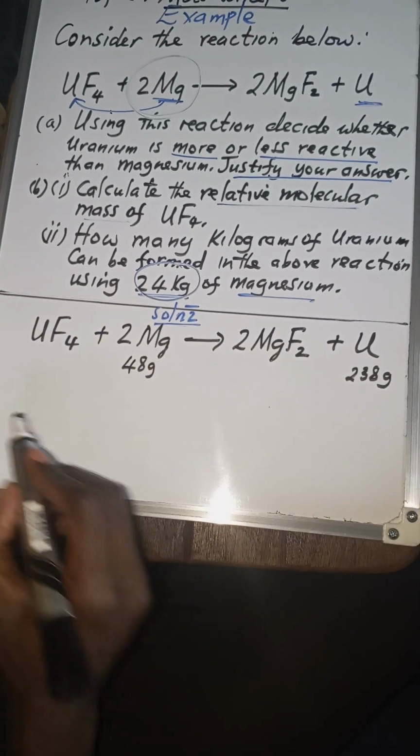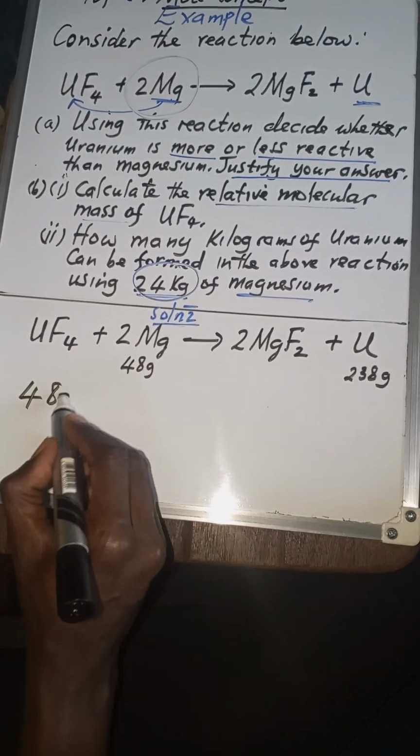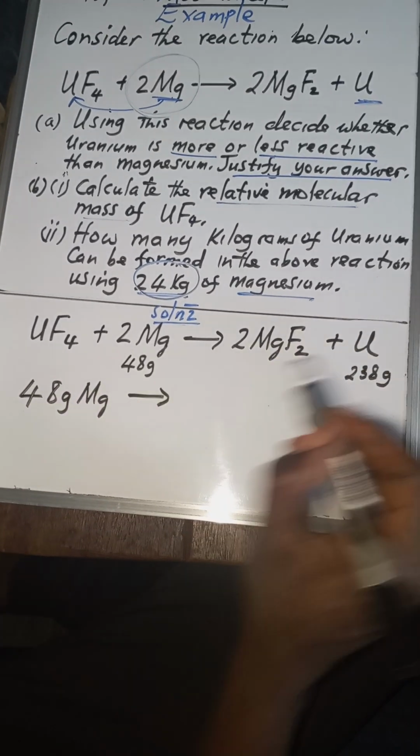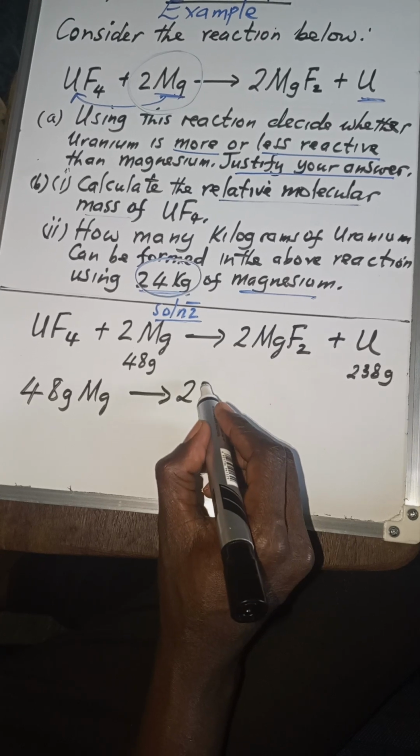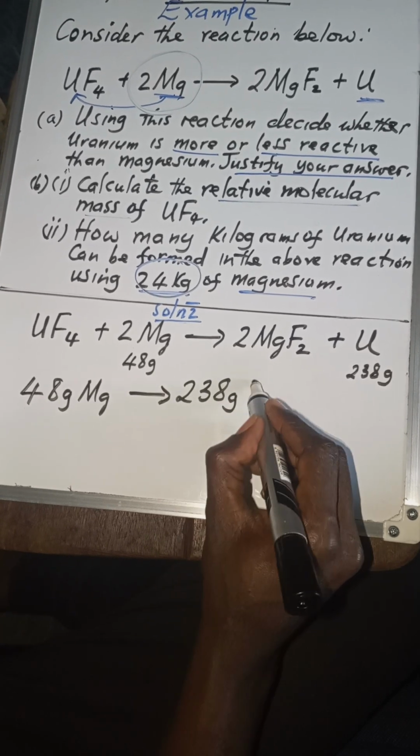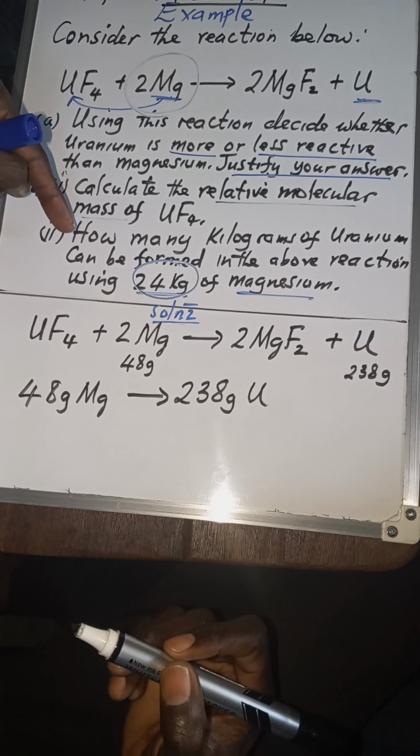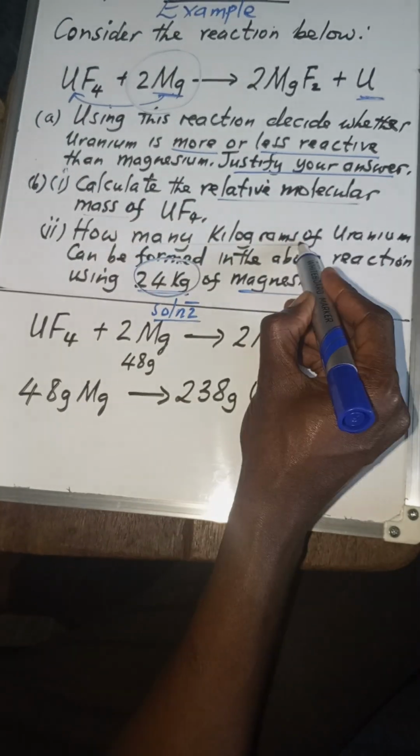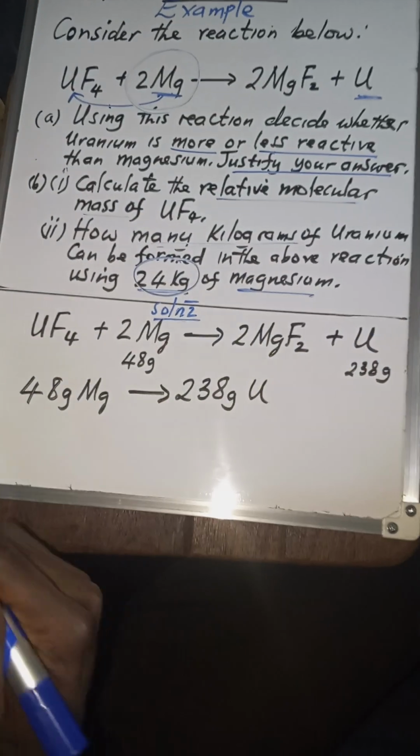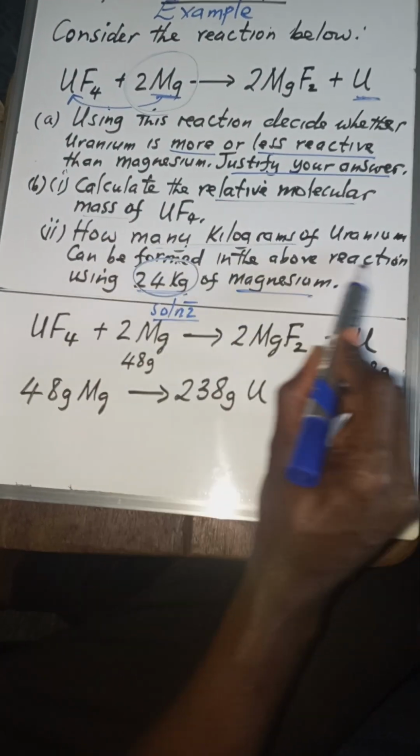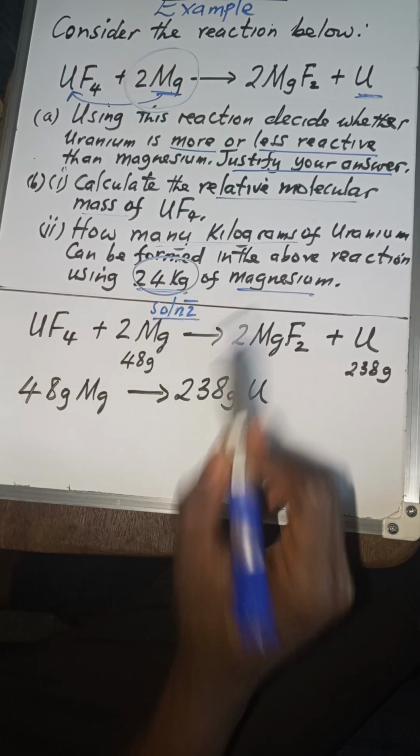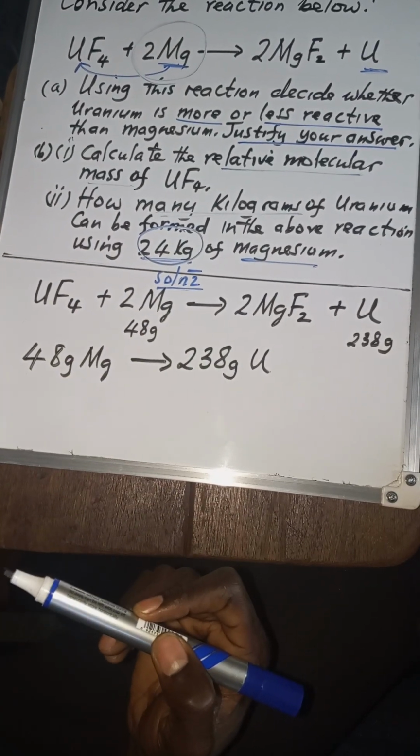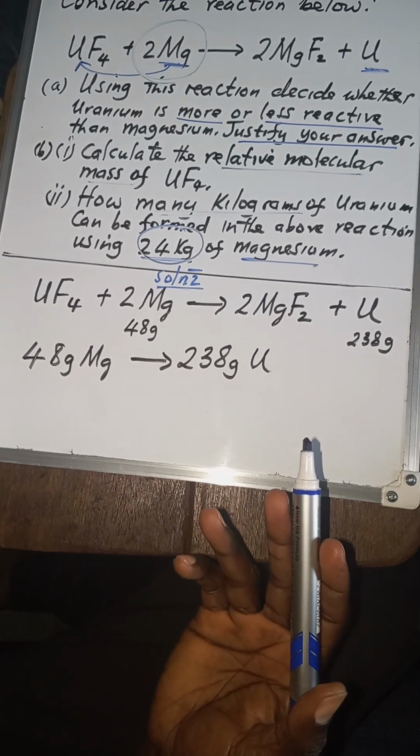So from the balanced chemical equation, you can say 48 grams of magnesium produces 238 grams of uranium. Now the question was saying how many kilograms. In other words, when they ask you how many kilograms, the question is telling you what mass of uranium can be formed in the above reaction using 24 kg of magnesium. Well, some people may be tempted to convert 24 kilograms. There's no need of you converting.